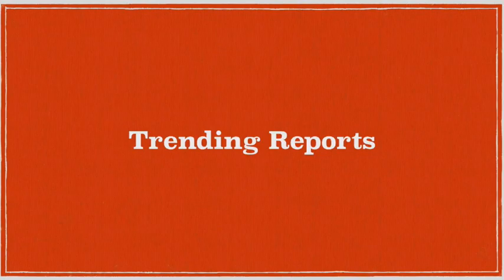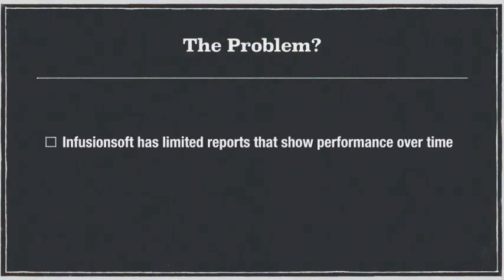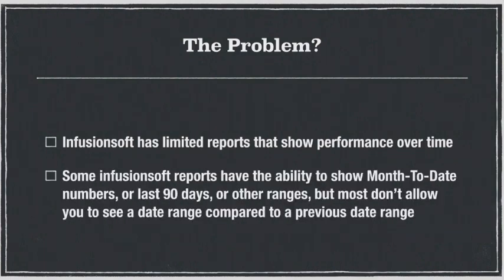And as you know, in Infusionsoft, you've got all the data you'd ever need to make those decisions. The problem is, all that data isn't always as readily accessible as we would like. For example, there's no trending reports, right? There aren't graphical reports that show us trend lines and change over time with our different numbers. So the problem is that Infusionsoft has limited reports to show performance over time. Some Infusionsoft reports can show month to date numbers or maybe even the last 90 days or other date ranges, but most don't allow you to see a date range compared to a previous date range.